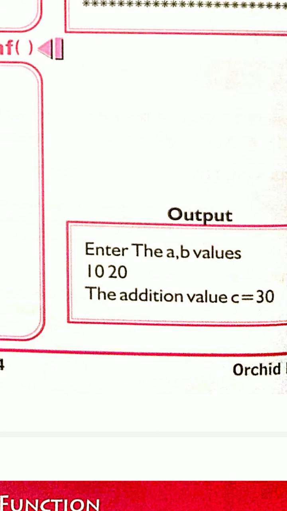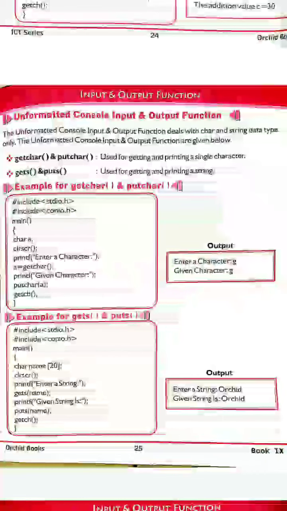So this is an example program for formatted console input output functions. The next thing is unformatted console input output functions. In these functions you cannot change the format of the function. It will be a default function. You have to give the value and it will produce the output. If you want to change the data type or the place of the variable, you can't do it. This is the disadvantage of using unformatted input output functions.